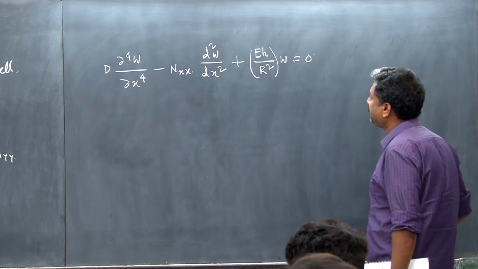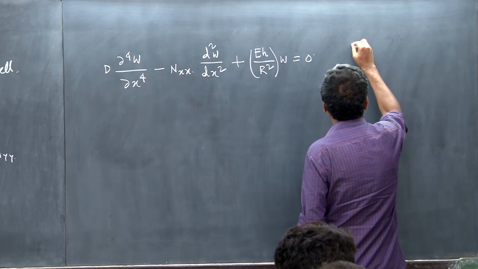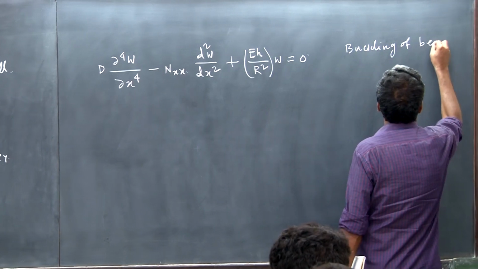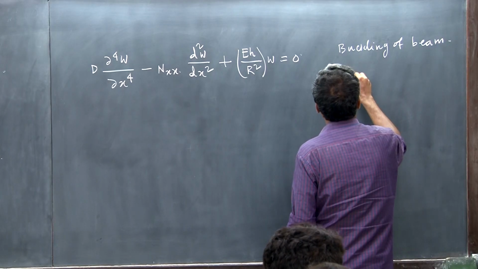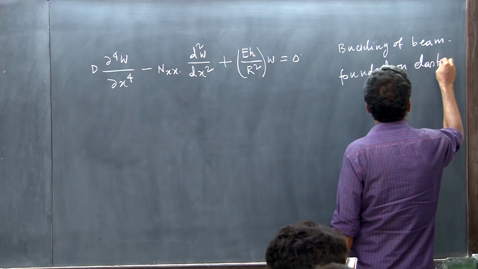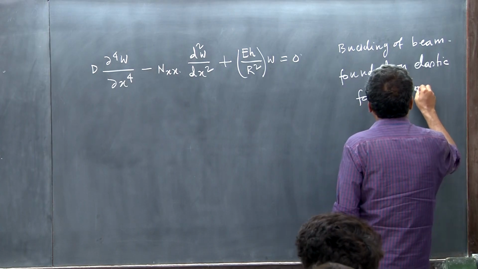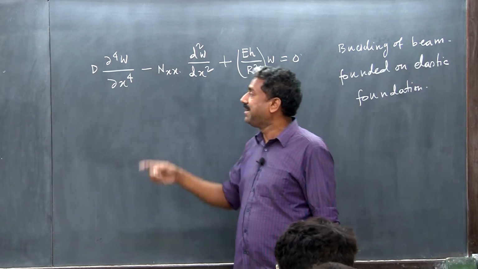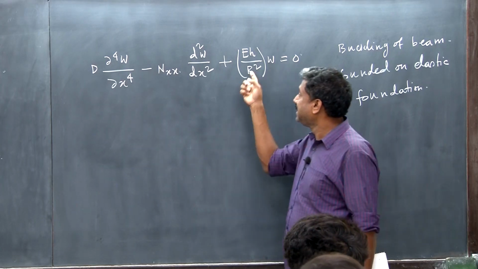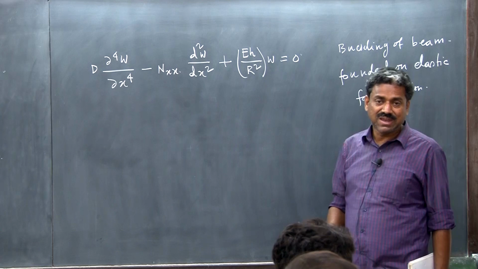So, if you see, this equation is analogous to the buckling of a beam founded on, or resting on, an elastic foundation, right. Because for a beam, of course, its flexural stiffness was EI, I mean D. Then this one, k w, where k is the modulus of subgrade reaction.